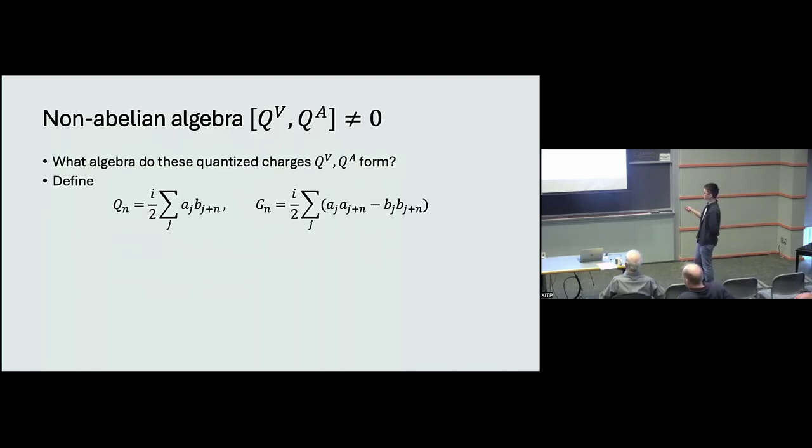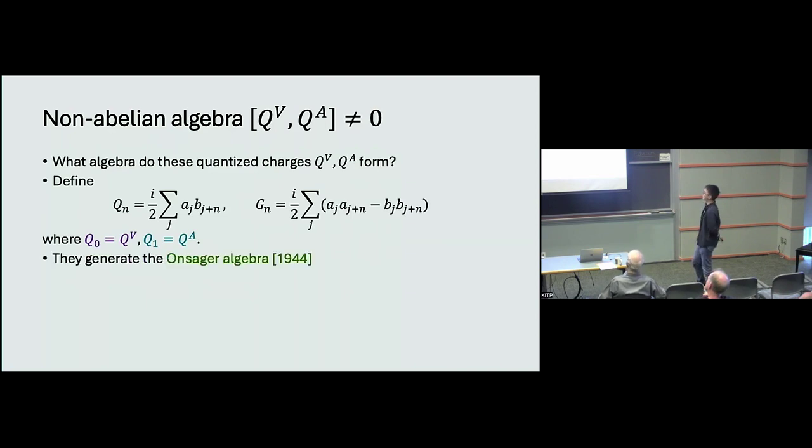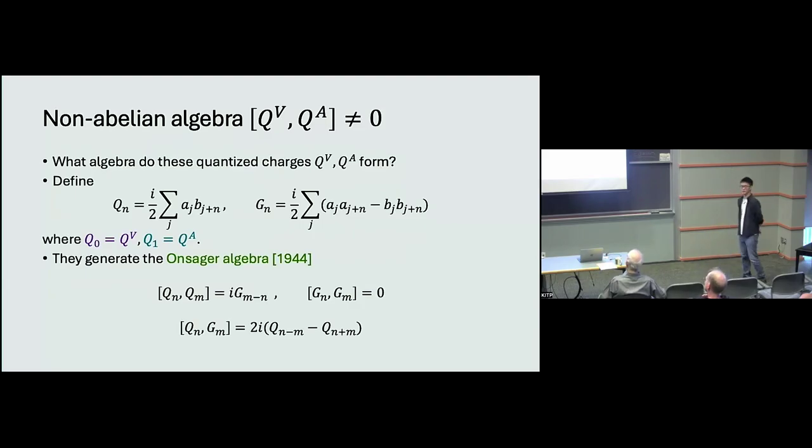It turns out that they generate a very large algebra. So let me define these two operators. Qn is defined similarly to QB and QA. In fact, Q0 is QB, Q1 is QA. And this Gn is some quadratic stuff in the fermions. The first one of the Qn series is the vector charge. The second one is the axial charge. All of these operators commute with the Hamiltonian. Together, they generate an algebra that was first used in Onsager's 1944 paper, and was henceforth known as the Onsager algebra. And this is the algebra these two operators generate.